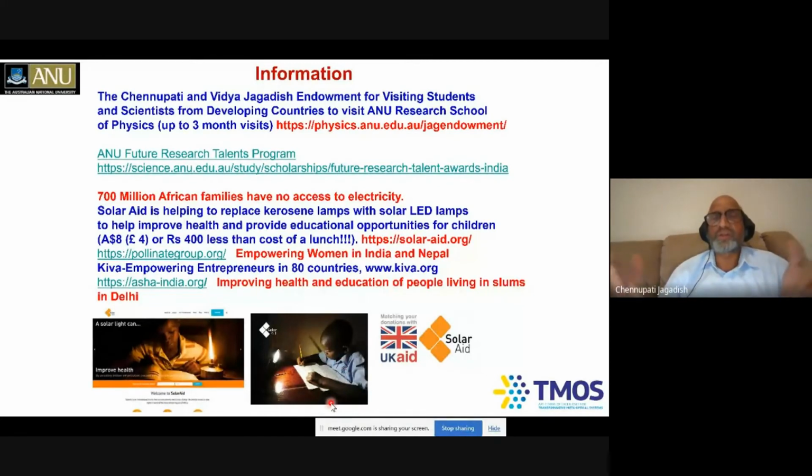There's a small amount of money. You don't have to be Bill Gates or Warren Buffett or Elon Musk or somebody, all of us can do in a small way. Again, we support lots of charities, including Asha India, improving health of education of people living in slums in Delhi. Pollinate Group, which is really empowering women in India and Nepal, providing the solar LED lamps. Kiva for empowering entrepreneurs in 80 countries or so. With that, I want to thank you for your attention.